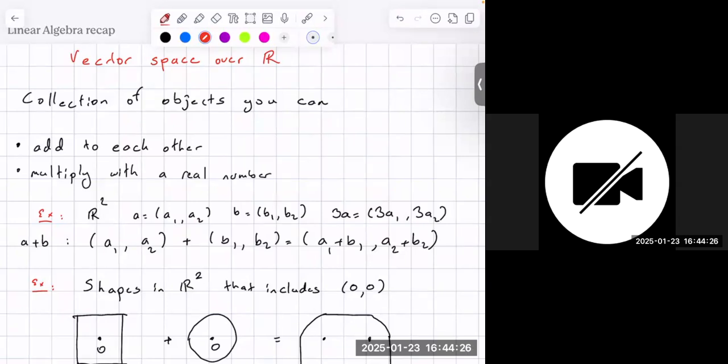So, a quick example, say R2. Here's my vector A, here's my vector B. If I multiply A by a number 3, this is what happens. And the addition is usually defined this way in R2. You just literally add coordinate by coordinate, okay?